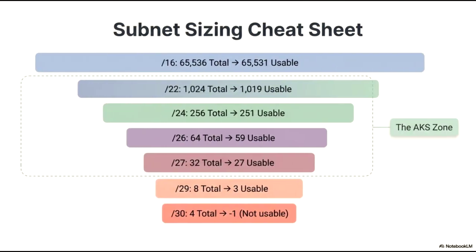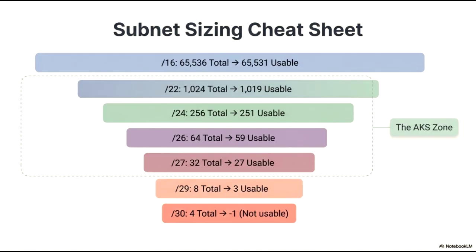This subnet sizing cheat sheet provides a quick reference for calculating IP address availability within Azure environments. You will notice that for each CIDR block listed, the usable IP count is derived by subtracting 5 from the total. This is because Azure reserves 5 specific IP addresses within every subnet for internal management and routing purposes. Moving through the scale, a /16 prefix provides over 65,000 usable addresses, while a standard /24 subnet offers 251.